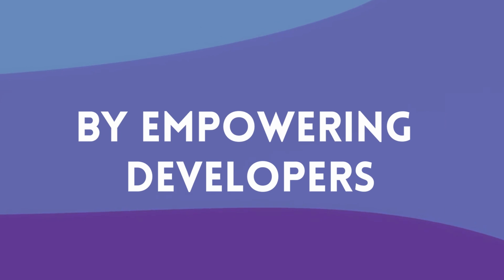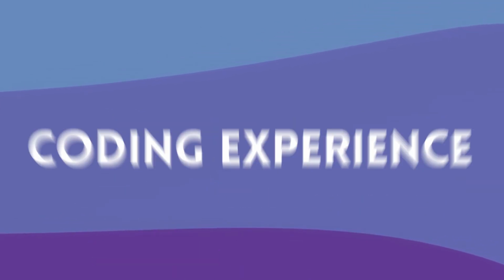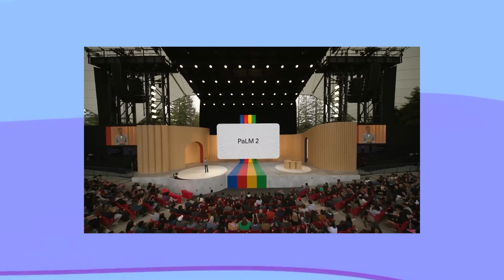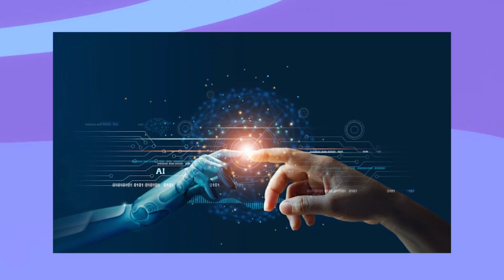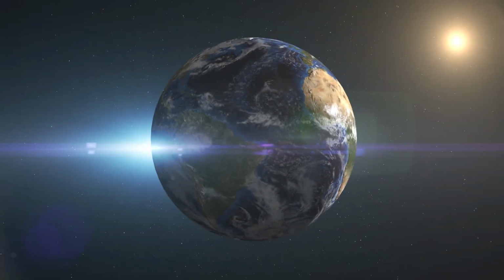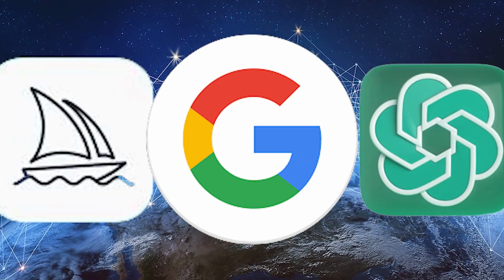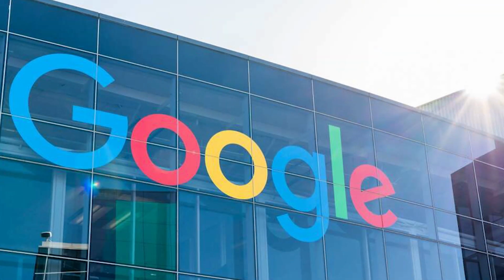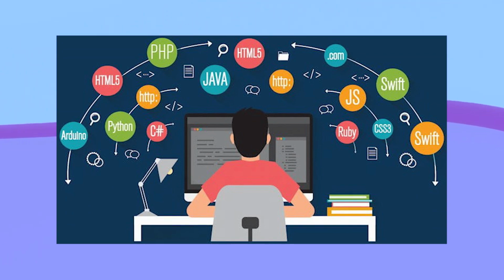By empowering developers with a more sophisticated coding experience, Palm-2 brings us one step closer to a future where AI and human expertise coexist seamlessly. It represents a major leap forward for Google and the AI community, showcasing the potential of language models to transform the way we develop software and tackle programming challenges.